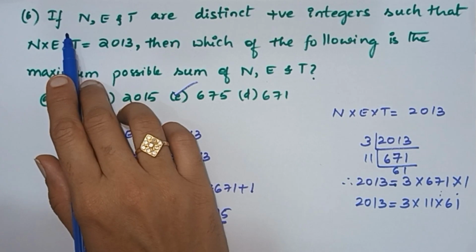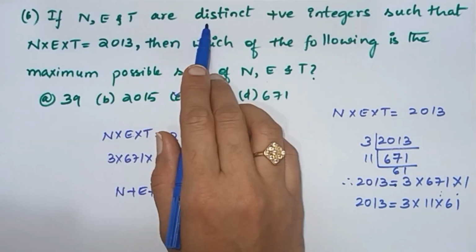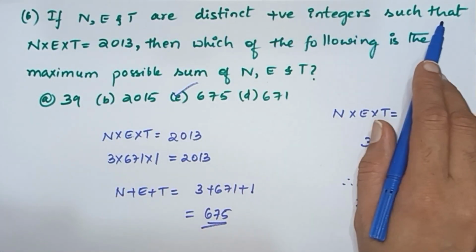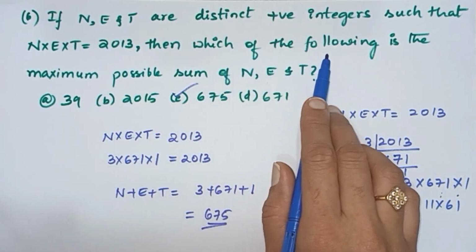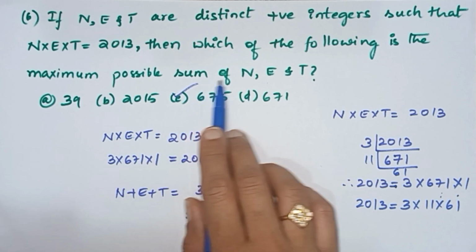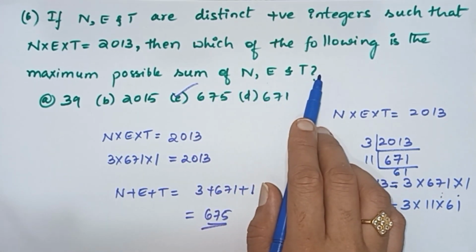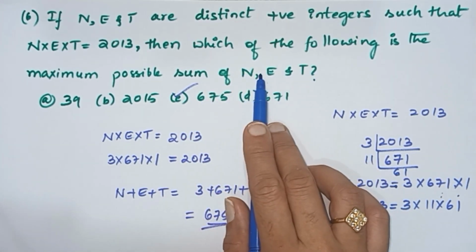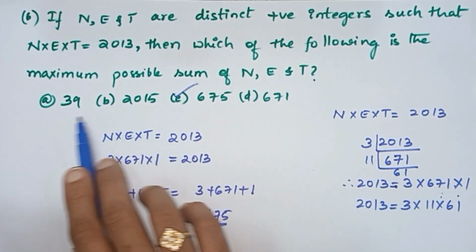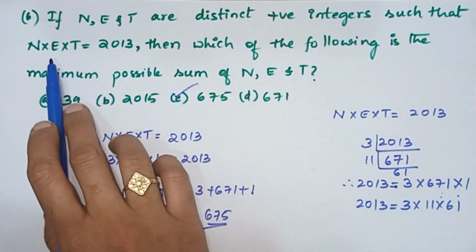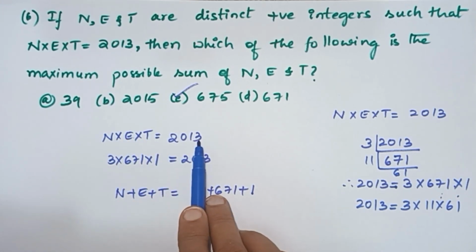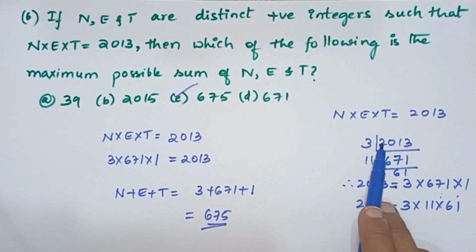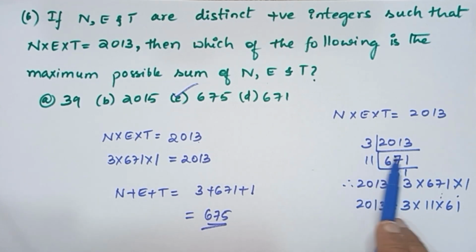Now the sixth question. If n, e and t are distinct positive integers such that n into e into t equal to 2013, then which of the following is the maximum possible sum of n, e and t? That means we have to find out the value of n plus e plus t. Four options given here. So given in the question, n into e into t equal to 2013. So let me first factorize 2013. That is 3 671s, then 11 61s.